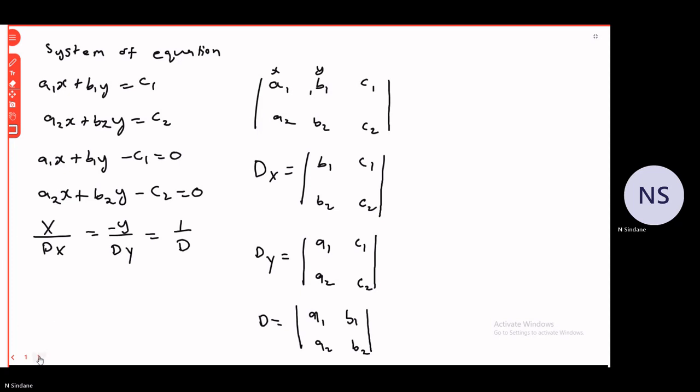Okay, let's take a problem and try to solve it using this method, to see if it's going to work. Let's say you are given 3x plus 4y equals 0, and the second one, 2x plus 5y plus 7, equivalent to 0.